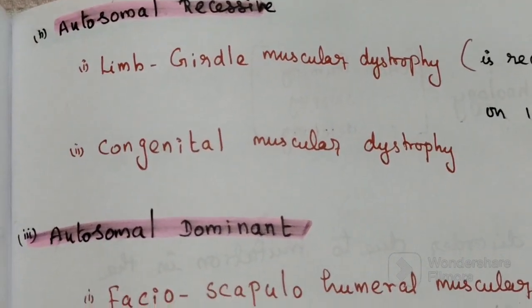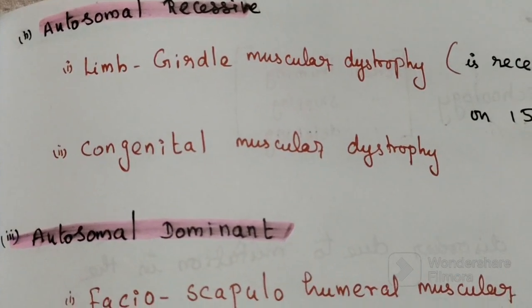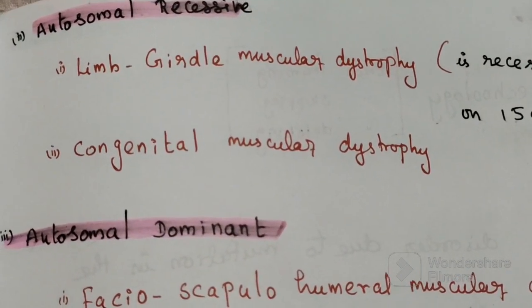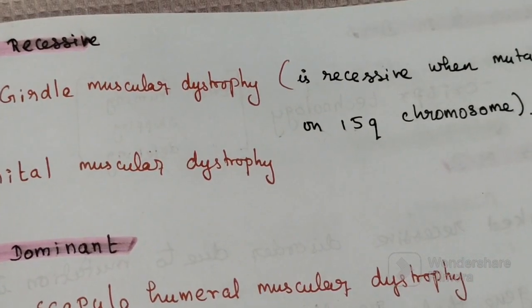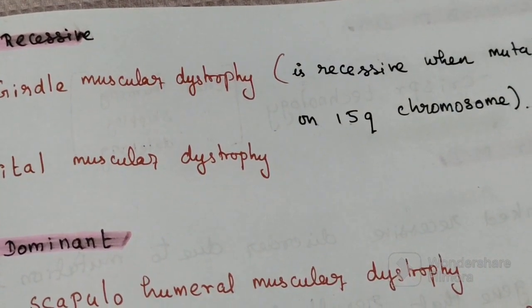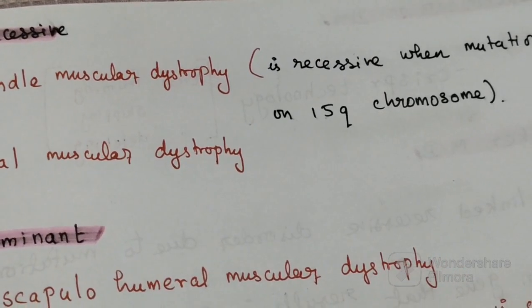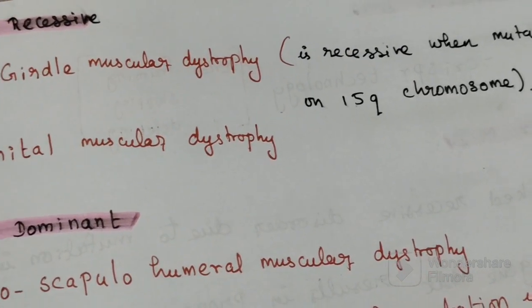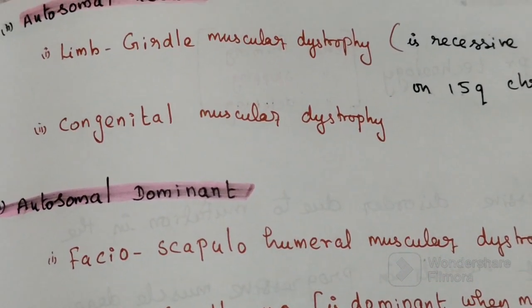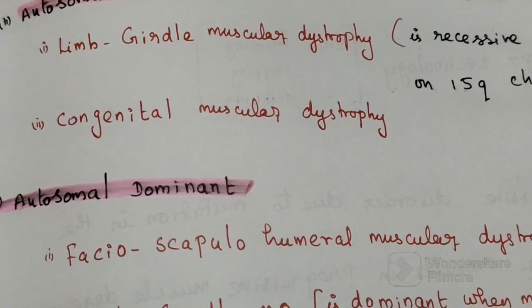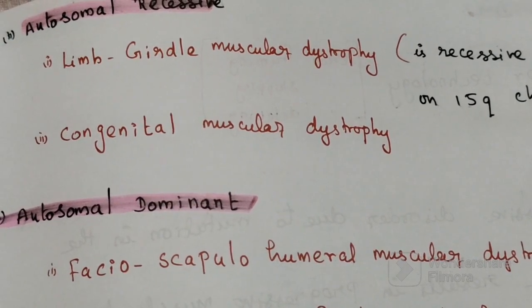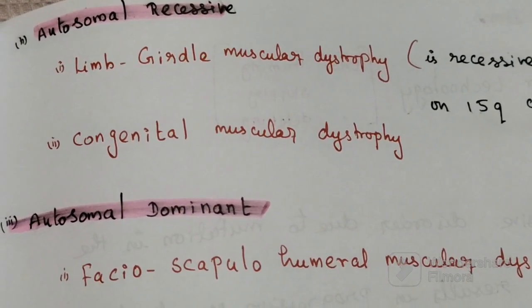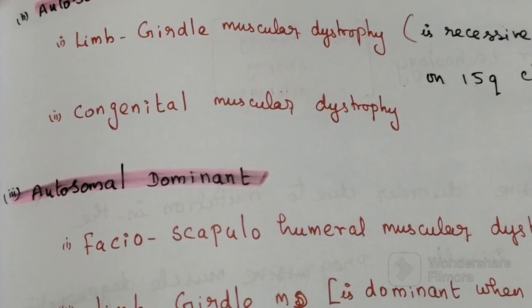Second one, autosomal recessive. We have limb-girdle muscular dystrophy, which is recessive when there is a mutation on chromosome 15q. So the autosomal recessive types are limb-girdle muscular dystrophy and congenital muscular dystrophy.